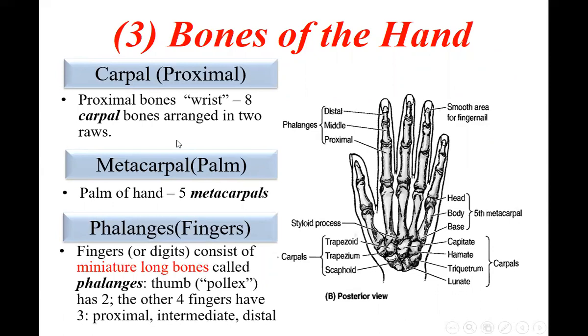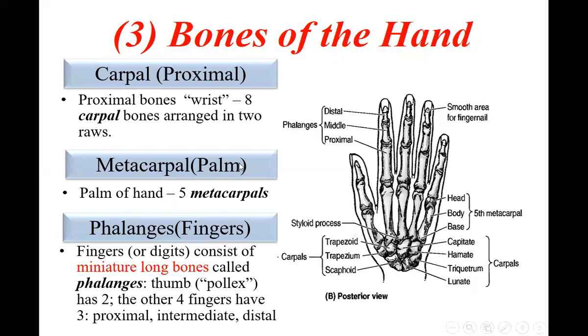There are 8 carpal bones, proximal bones for the wrist joint. Here is the wrist joint, and just near the wrist there are 8 carpal bones arranged in 2 rows. All the names have been written here: trapezoid, trapezium, scaphoid, lunate, hamate, capitate. All these are the carpal bones.